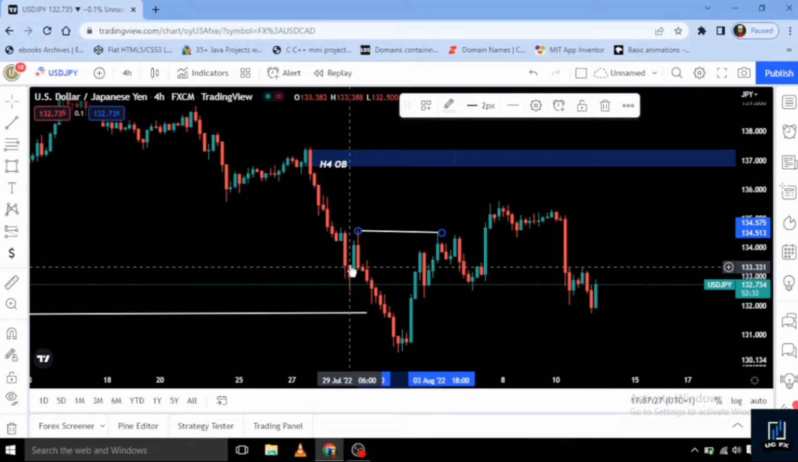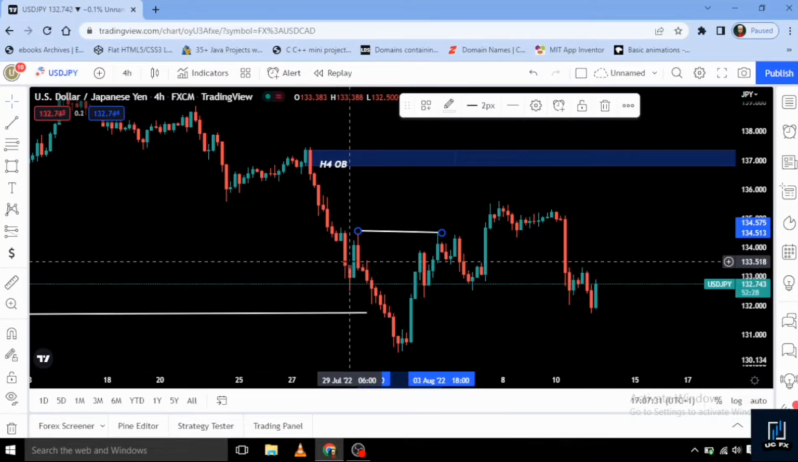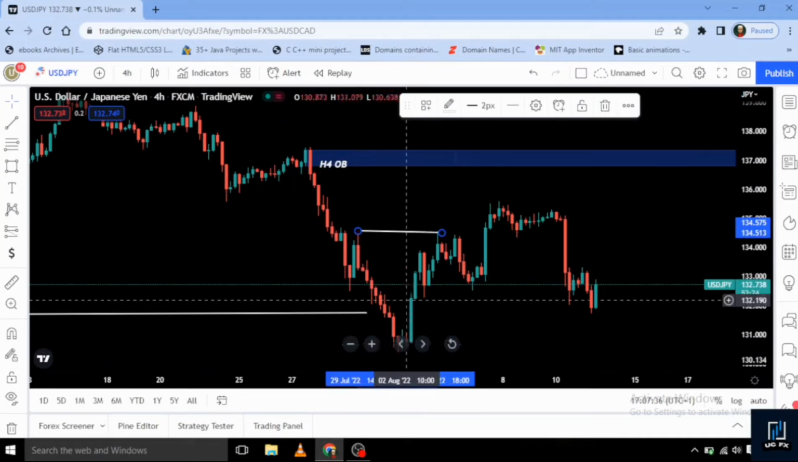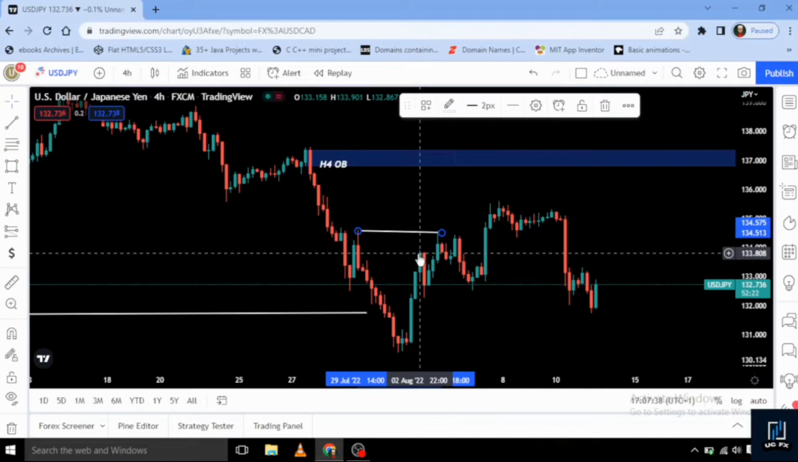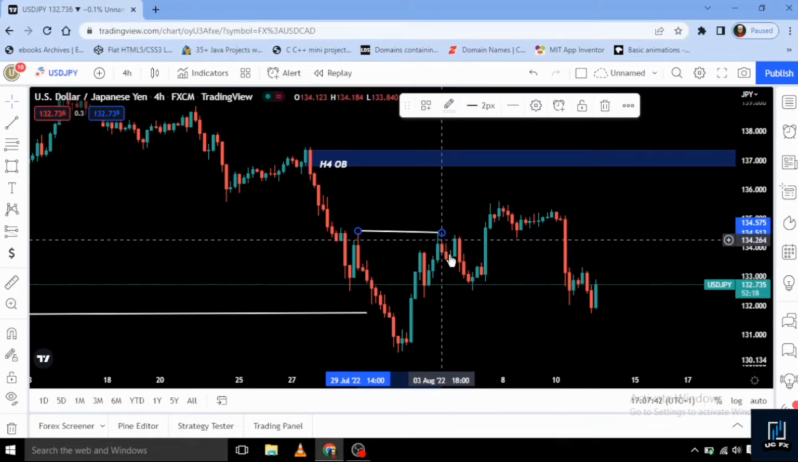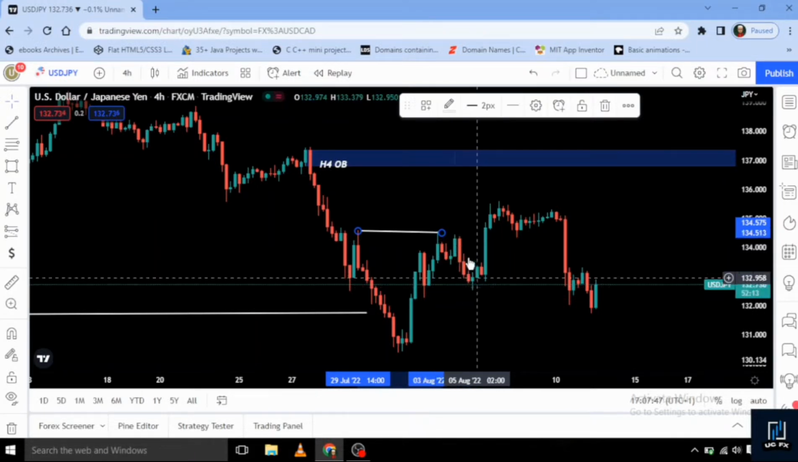So why do we consider this as liquidity? We considered it as liquidity because here price tested this area, went down, came back again, did a little move upwards, came back, and came back again, did a tiny rejection, then came back here and gave this huge pullback.